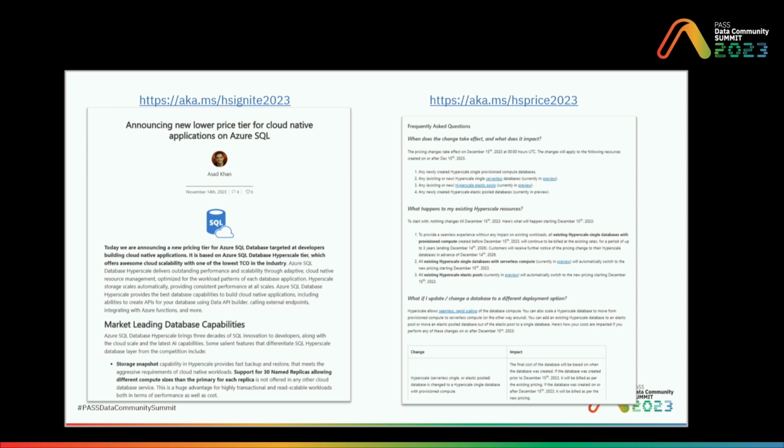So this is a covering blog post from Asad, who's our CVP, and he talks about the value that Hyperscale delivers, and some of the details around the philosophy, why we are changing this price. There is also a more detailed price-related blog post, where you can take a look at some pre- and post-comparisons, just to convince yourself how these prices will look in scenarios like yours.